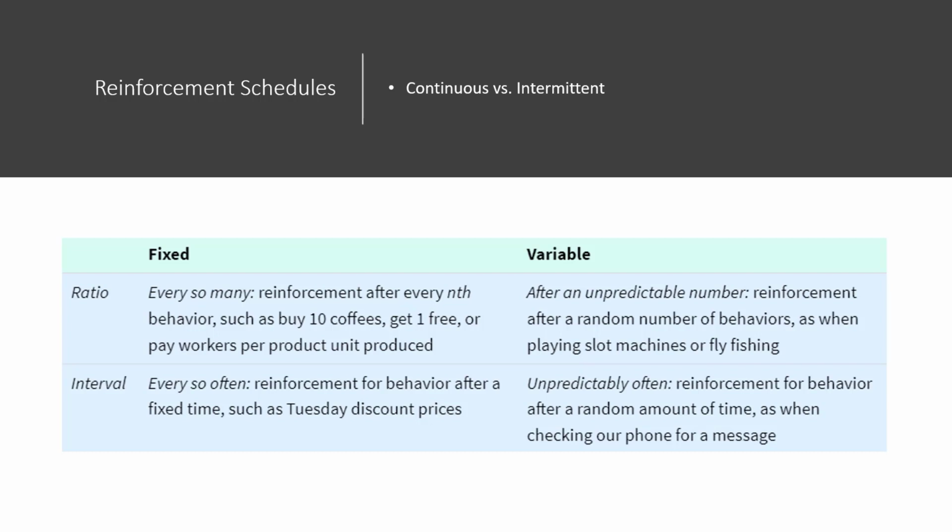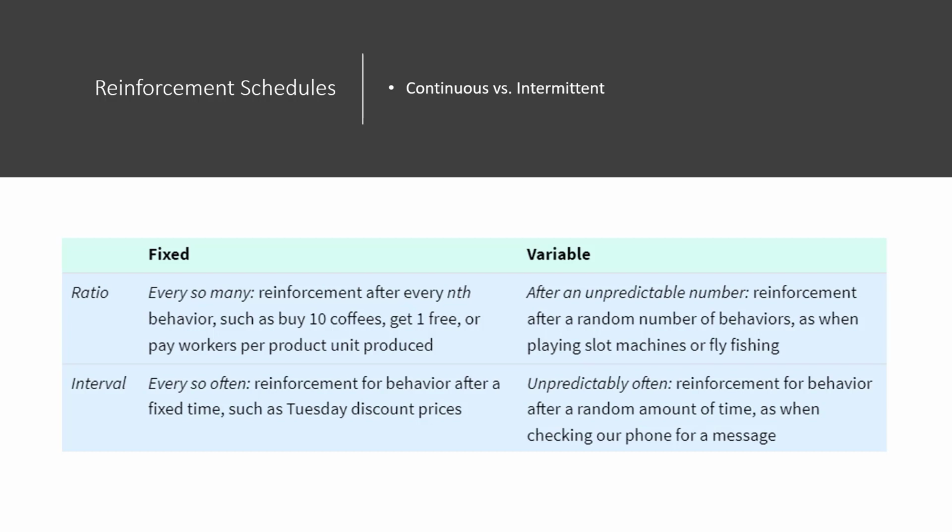When it comes to intermittent reinforcement, we have 4 main ways of implementation. The first is fixed ratio schedule. After a set number of responses, the behavior gets rewarded. Your favorite coffee shop might use a fixed ratio reinforcement schedule to get you to stay loyal to them. After your 10th cup of coffee, they might give you one for free. A variable ratio schedule provides reinforcers after an unpredictable number of responses. Slot machines use a variable ratio schedule.